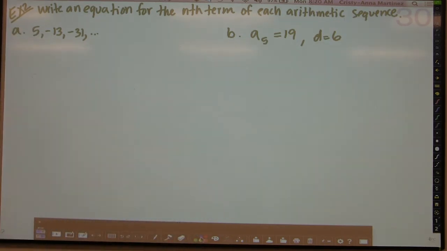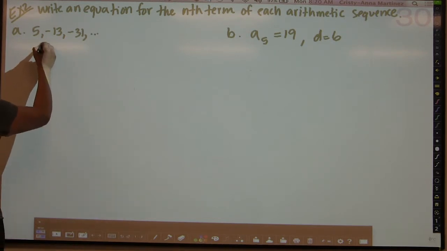In example 2, it says, write an equation for the nth term of each arithmetic sequence, and we have 2 of them. In the first one, we don't know what the value of the common difference is. It's not given to us. You can see in part B that they tell us that d equals 6. So we're going to go ahead and find the value of d first.